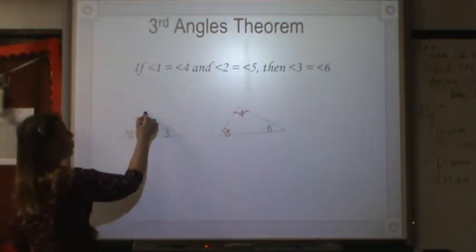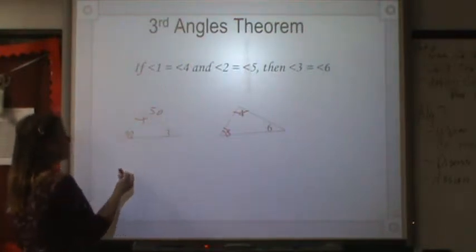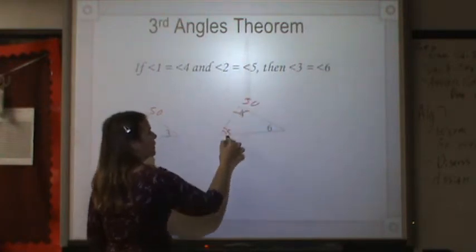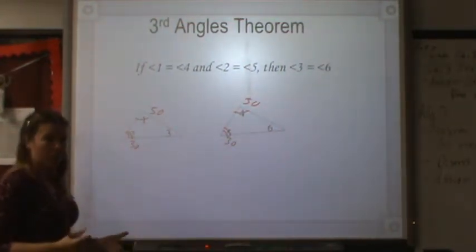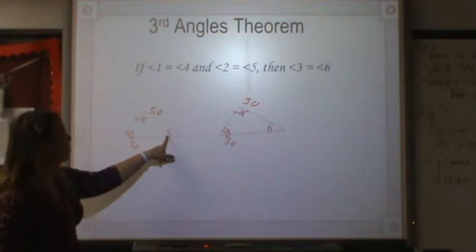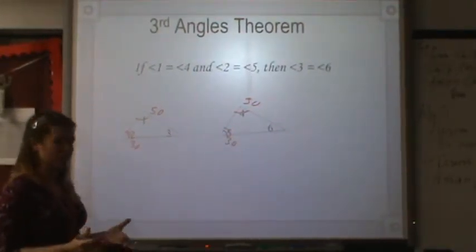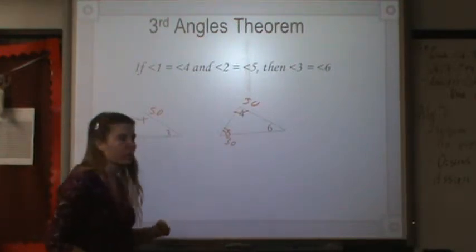So for example, if angle 1 was 50 degrees and angle 2 was 30 degrees, that means this one is also 50, this one is also 30, from knowing that they're congruent. That means the angle 3 would have to be 100 degrees for both of them. So that's what the third angles theorem is.